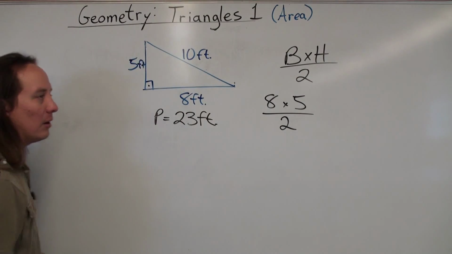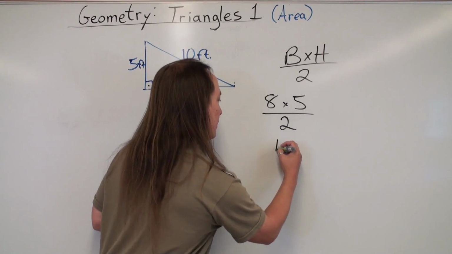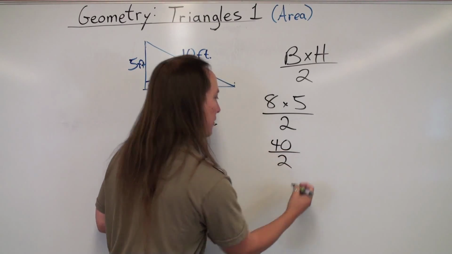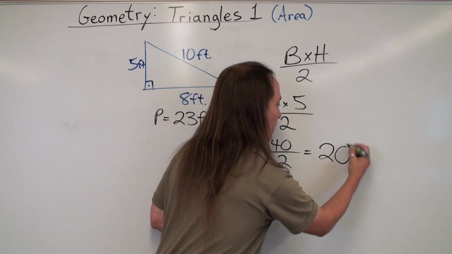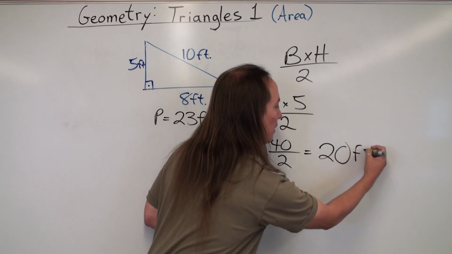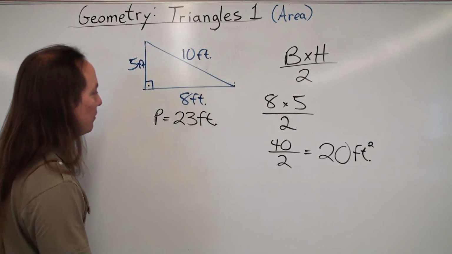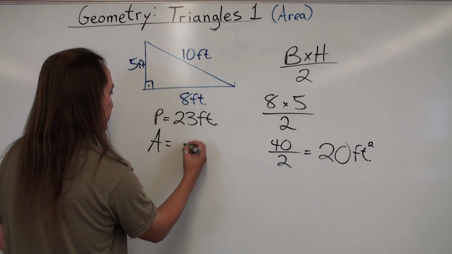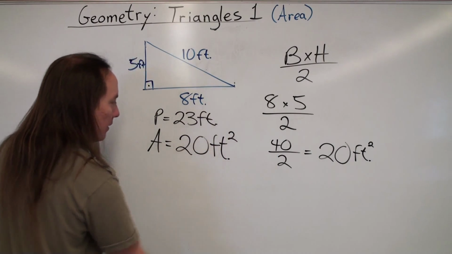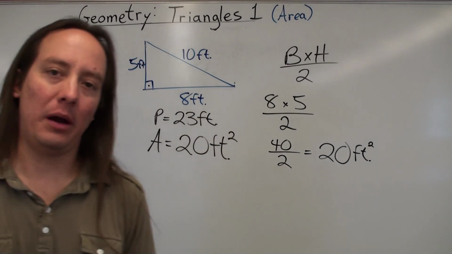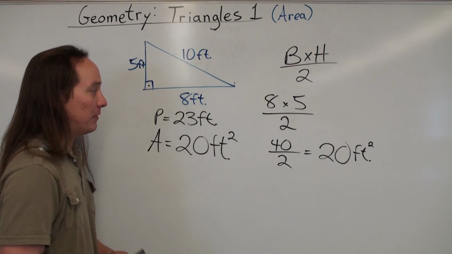Now I just got to do the operation. I multiply first. 8 times 5 is 40. And then 40 divided by 2 is 20. Okay, and that would be feet, I think I said, squared. Okay, feet squared. So area, 20 square feet or 20 feet squared, however you want to say it. Okay, and that's that. That's pretty much it, people.